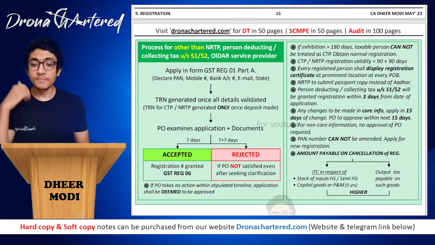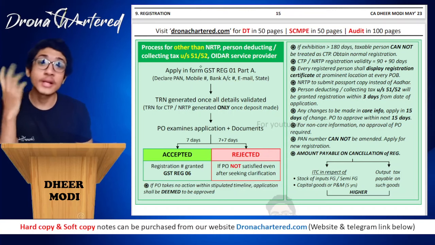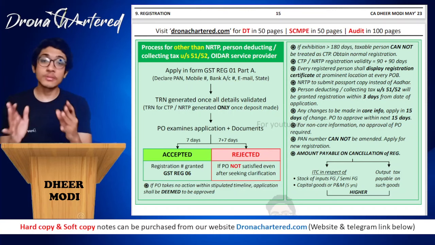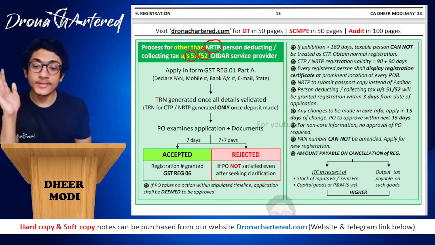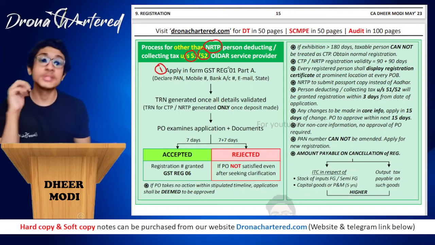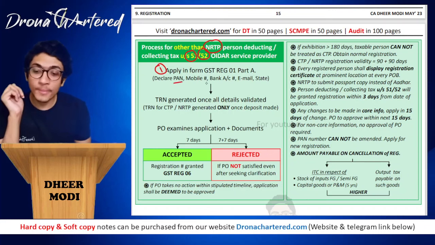Small chapter, don't worry. Process for other than NRTP or person deducting or collecting tax under section 51, 52, or OIDAR service provider. That is, this is the procedure for all the people except your NRTP, your 51, 52, that is your TDS, TCS people, and your OIDAR service providers. How to apply for registration? So the first step is apply in form GST REG-01. In REG-01 Part A, you have to fill your PAN, mobile number, bank account, email, and state.